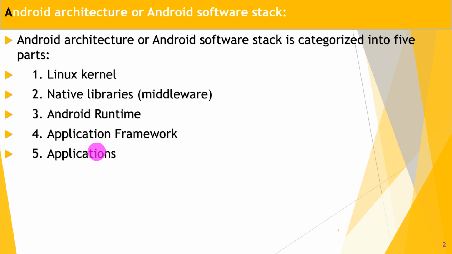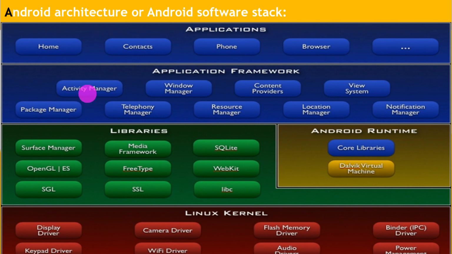So students, let's move to the diagram of the Android architecture. Here we see that at the bottom there is a Linux kernel. In the Linux kernel there are different device drivers, that is the software part: display drivers, camera drivers, flash memory drivers, audio drivers, Wi-Fi drivers, keyboard drivers, power management drivers. All these different types of drivers are in the first part of the Android software stack, the Linux kernel.